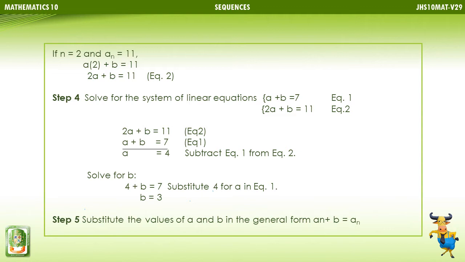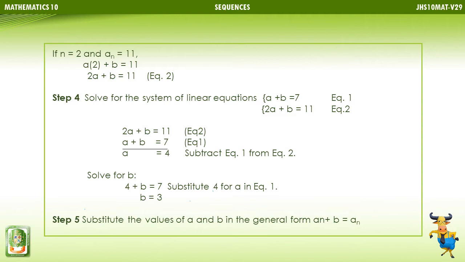Step 4. Solve the system of linear equations. a plus b equals 7, equation 1. 2a plus b equals 11, equation 2. Subtract equation 1 from equation 2: a equals 4. Substitute 4 for a in equation 1: 4 plus b equals 7. Solve for b: b equals 3.